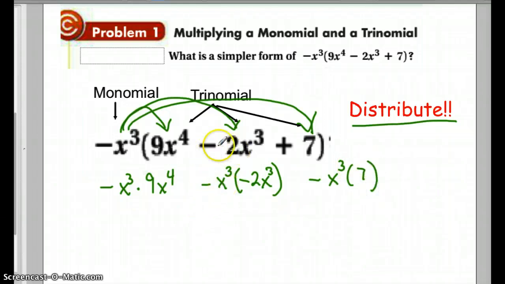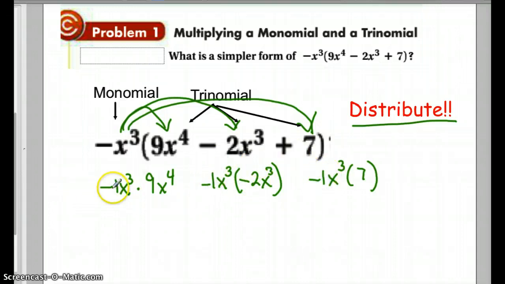Now remember, when you have these terms inside the parentheses, this trinomial, each of the monomials, the sign that is in front of the term goes with it. That's why I took the negative with the 2x cubed. Okay, remember, when there's nothing next to a variable, the number 1 is there.